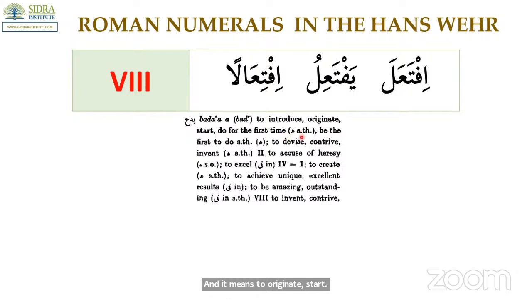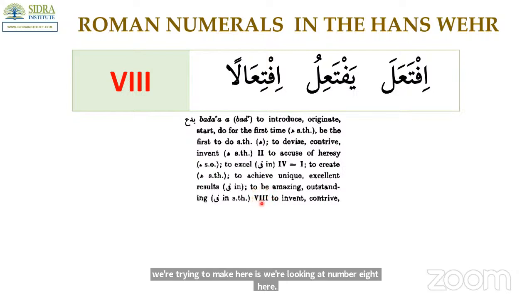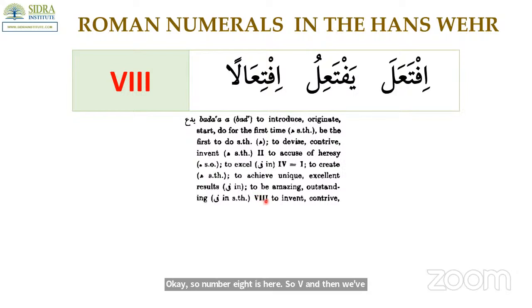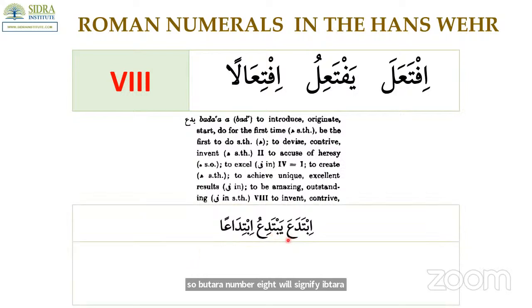Okay? Bada'tu dars or something like that, for example. We'll come across some examples anyway. The point we're trying to make here is we're looking at number 8. So V, and then we have the three I's, if you want to call them, in Roman numerals. Okay, to invent something. So bada'a number 8 will signify ibtada'a yabtadi'u ibtida'an. So number 8 is bab ifti'al, in other words.